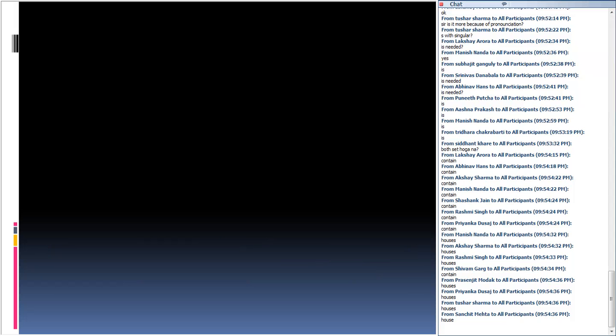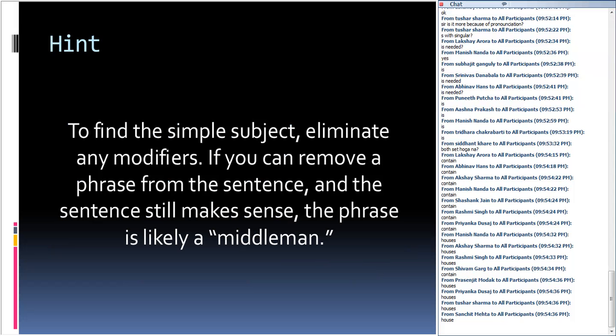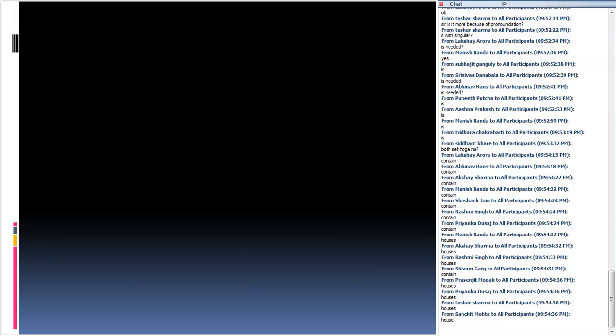Similarly, I told you that if you want to find the subject, eliminate the modifiers. To understand modifiers, just remember that if you can remove a phrase from the sentence and the sentence still makes sense, then that phrase is in all probability a middleman. It is a modifier. It is extra information. And we talked a lot about modifiers in the previous session that we had yesterday.